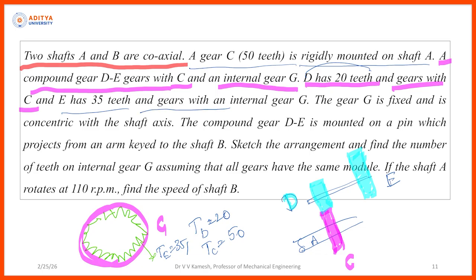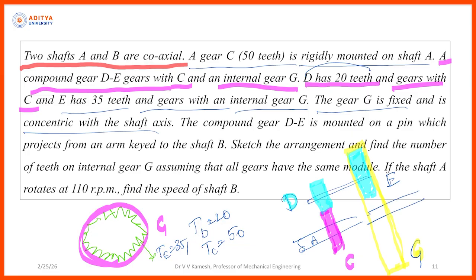Now, E has 35 teeth and gears with the internal gear G. From the other view, this is E and it is meshing with internal gear G. So, this is G, I am drawing with another color. How is this meshing? E has external teeth and G has internal teeth. Now, the gear G is fixed and is concentric with the shaft axis.